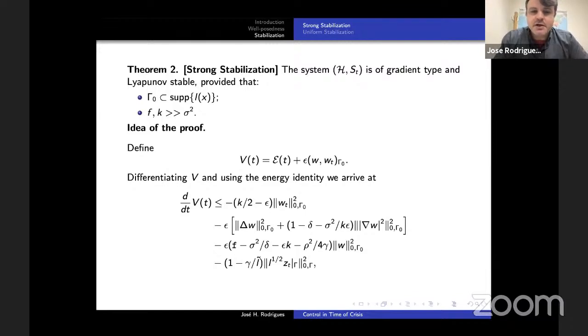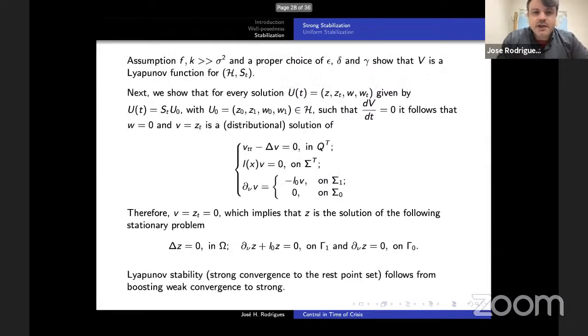So the strategy there is quite usual. We define this Lyapunov functional, which allows us to conclude that the system is gradient using these relations between the coefficients. And later we show that we boost the weak convergence to the strong one in order to conclude the strong stabilization.